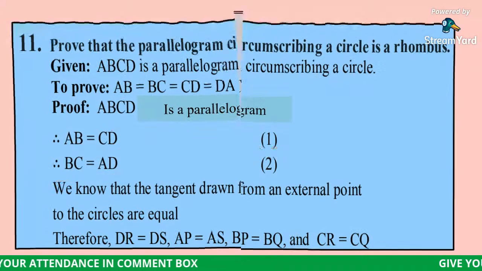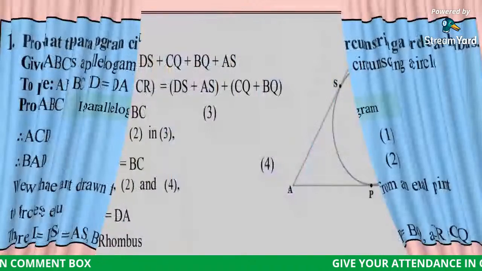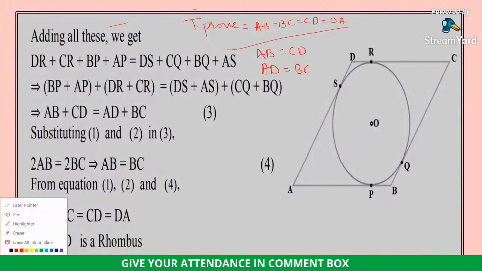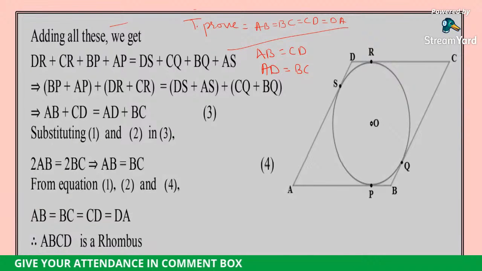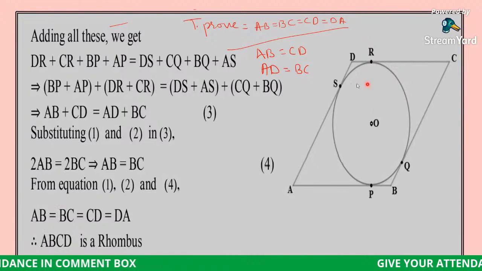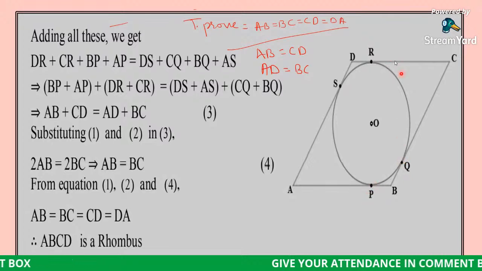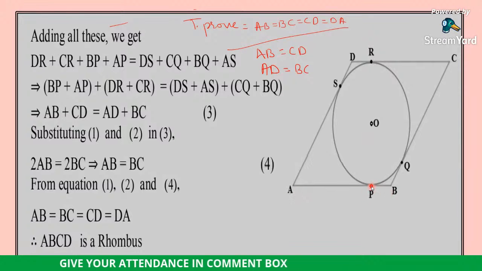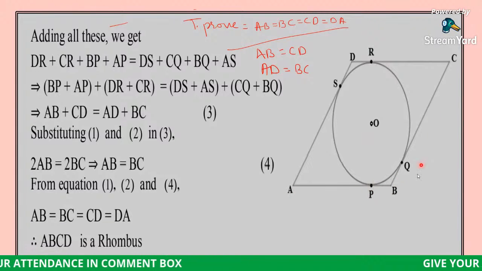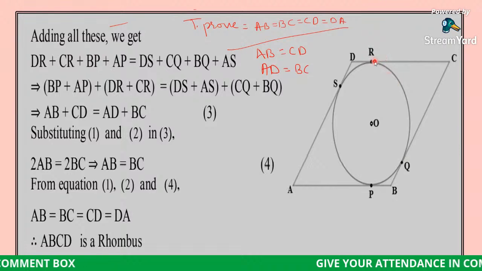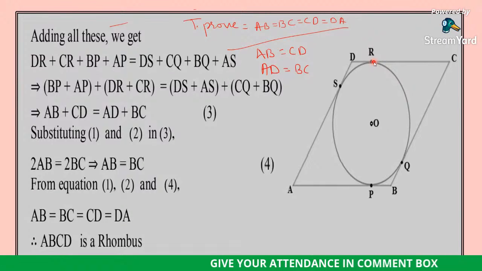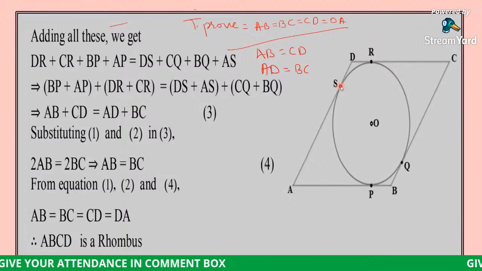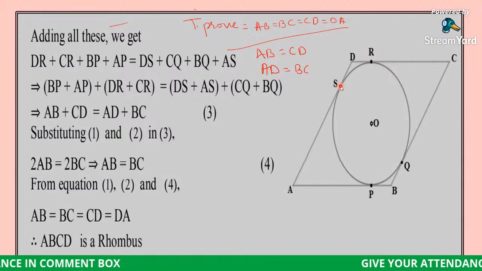Then if you see the figure here, see it, point P, point Q, point R and point S. AB will become the tangent which is passing through point P. BC will become the tangent which is passing through point Q. DC will become the tangent which is passing through point R, and AD will become the tangent which is passing through point S. Based on this, what we can write?